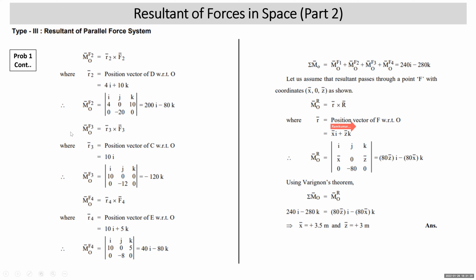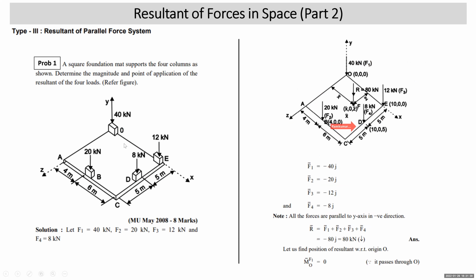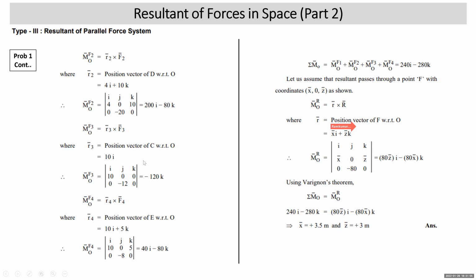Then the moment of F3 about O is R3 cross F3. What is going to be R3? The position vector of point E, since F3 is acting at point E. It lies on the x-axis, as we already explained. The position vector of point E with respect to O is 10i. Then the moment of F3 about O is the determinant of i, j, k; 10, 0, 0; 0, minus 12, 0.